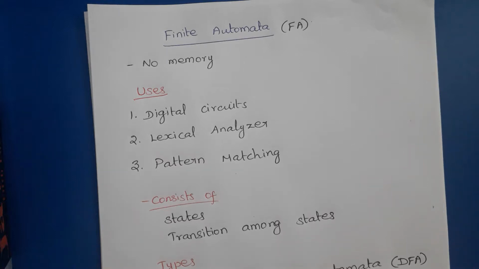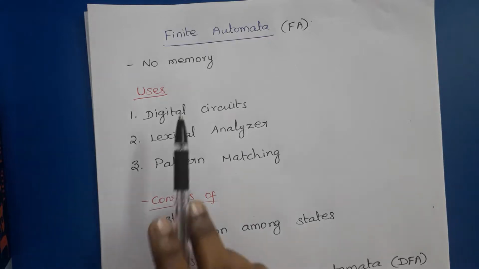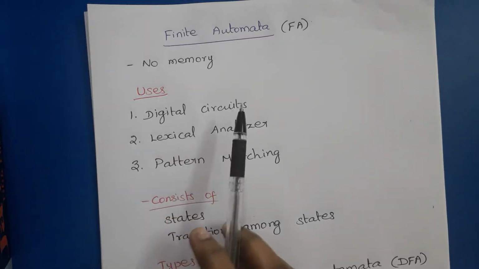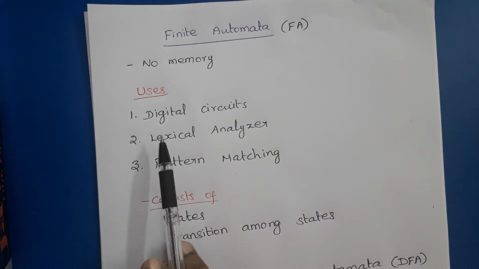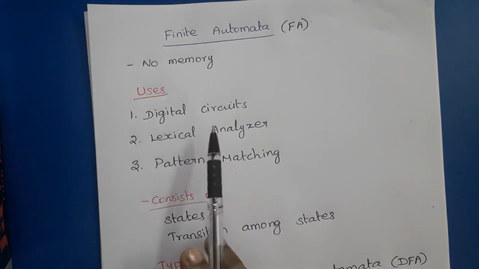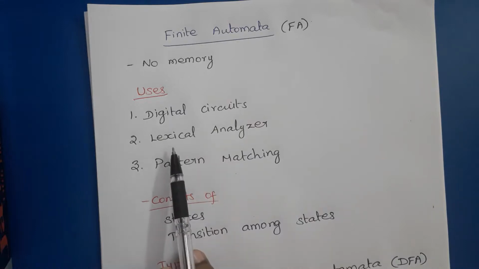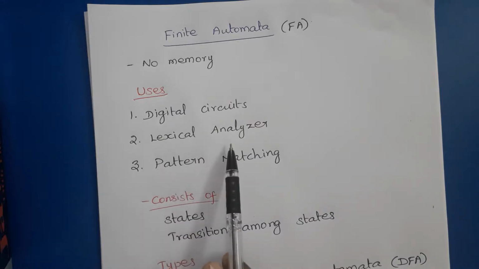Hello everyone. In this video, we are going to discuss finite automata. It is a mathematical model which has no memory. The uses of finite automata are that it is used for checking the behavior of digital circuits, and it is used for constructing the lexical analyzer phase of the compiler.